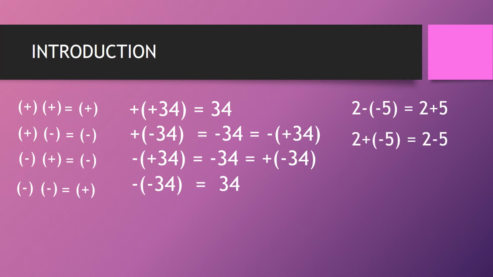Now, for example, you have 2 plus negative 5. Positive and negative is going to be changed to negative. Now, positive with negative, the final sign is negative. Now 2 plus negative 5 is 2 minus 5. Similar situation: you have negative with a positive number. Remember, you change it to negative.